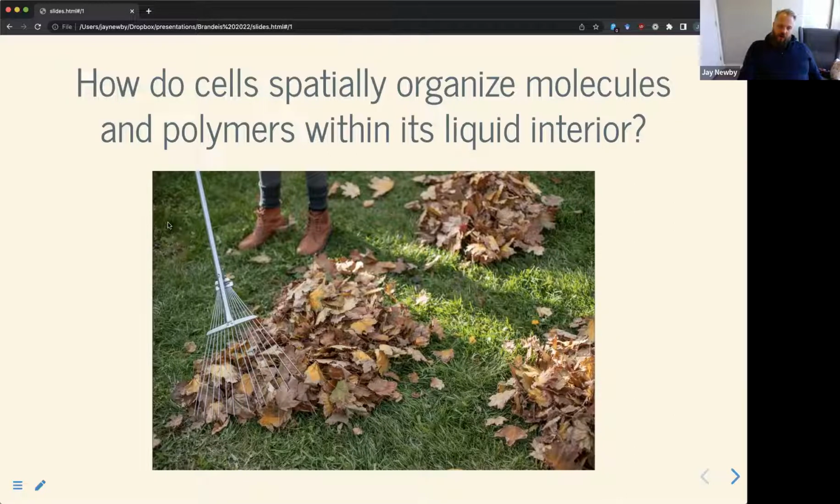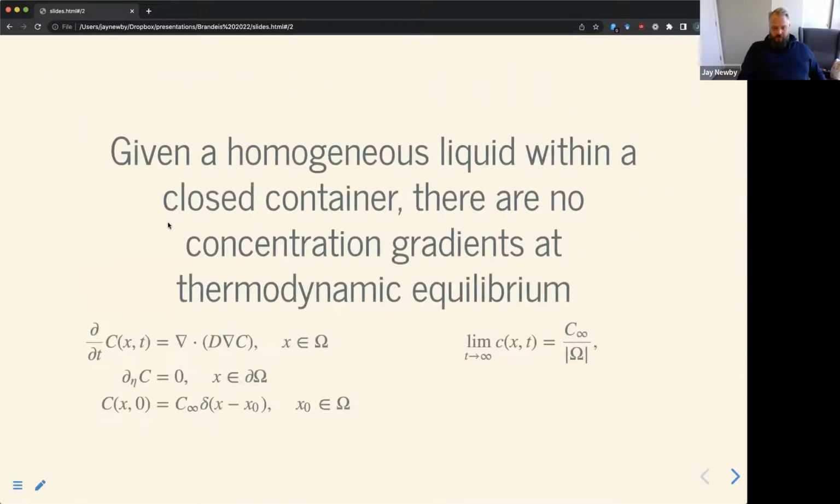So we're very interested in how this happens, like how does this self-organize spontaneously, and how is it maintained over time? Does it require energy to maintain this organization without compartmentalization?